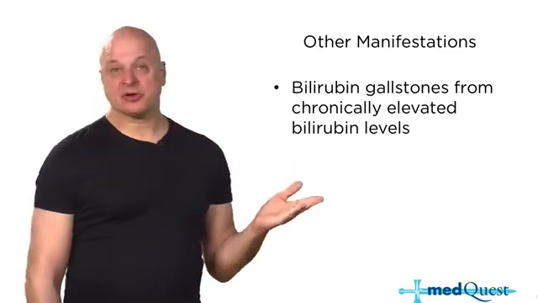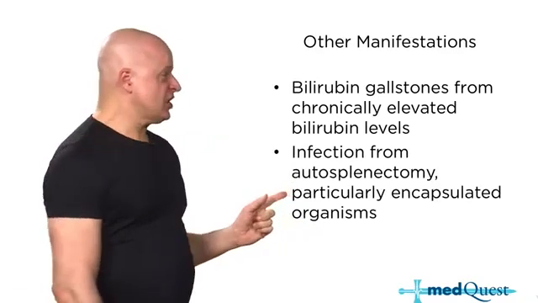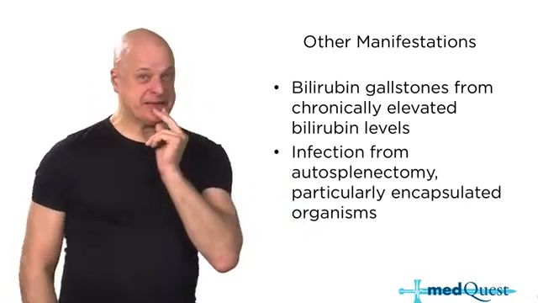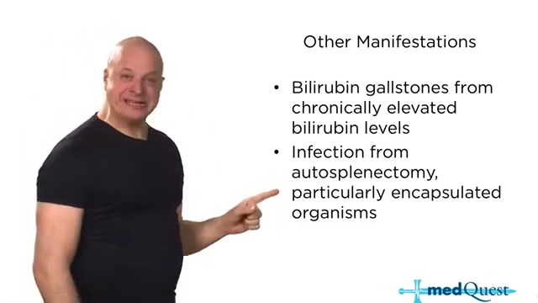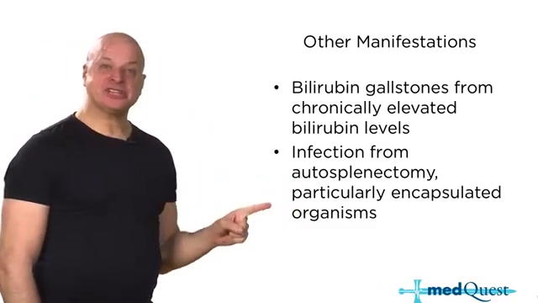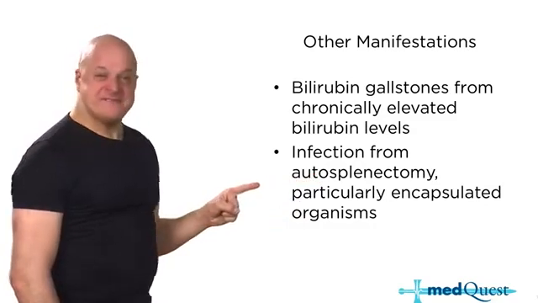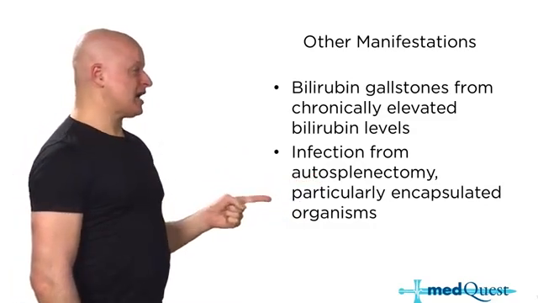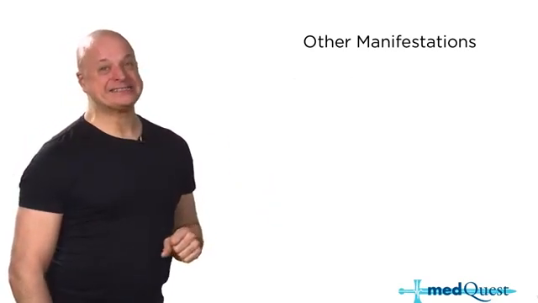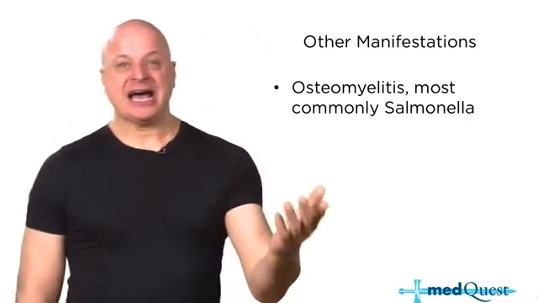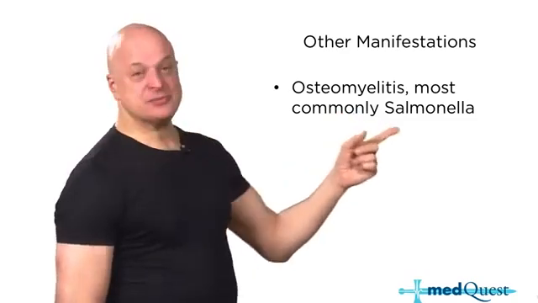So the bilirubin gallstones from any form of chronic hemolysis. Ooh, now this is a biggie because since you have no spleen, it means that anybody with sickle cell disease that has a fever or a white count higher than normal automatically needs antibiotics because you have no spleen. You get osteomyelitis because the bone tends to be damaged.